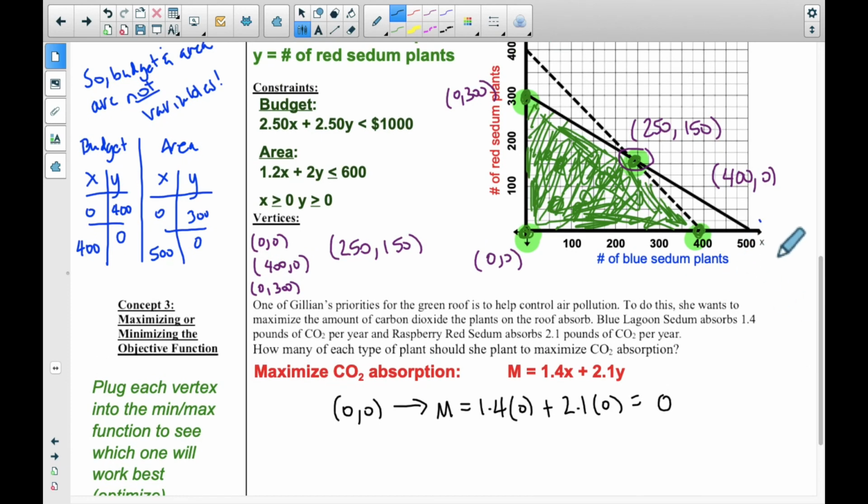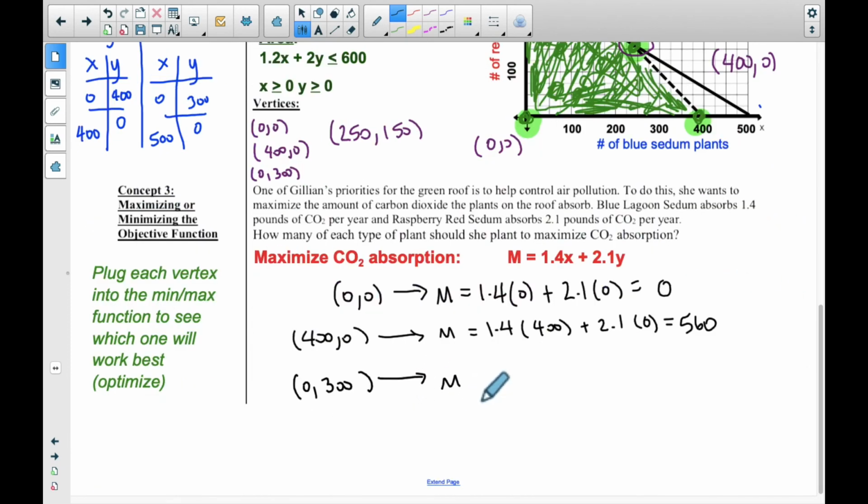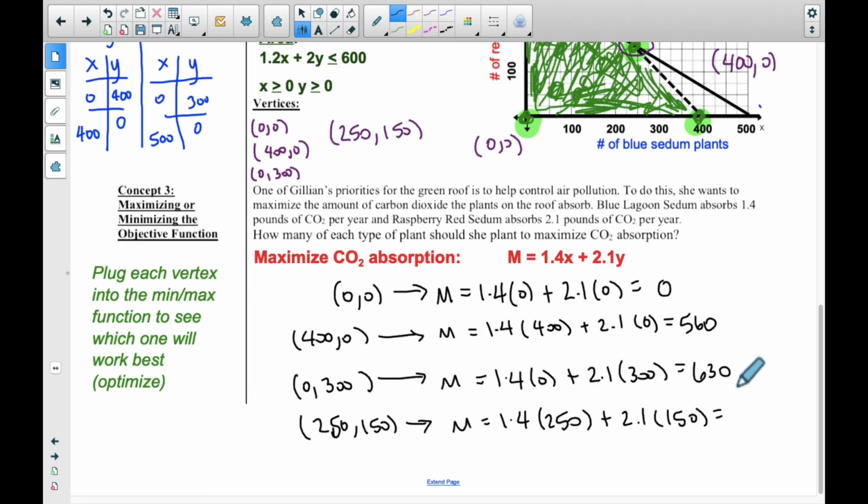If we try another one, we can try 400, 0. And when I plug that in, I get 560. I'm going to try the next one. So when I plug that one in, I get 630. Next, I'm going to take the 250, 150 and see what that is. I will also remind you that it's important to keep your X and Y's in line. I know that seems obvious, but when you put them on the X and the Y axis, make sure whatever is on the X and Y axis is also the X and the Y that you're using here, and don't get those two confused. And so when I plug into this last equation, I get 665.